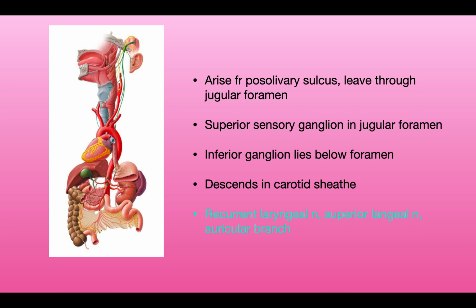That will arise through the post-olivary sulcus and leave through the jugular foramen. The superior sensory ganglion is going to lie in the jugular foramen, and the inferior is going to lie below the foramen. That descends into the carotid sheath, and then eventually becomes the recurrent laryngeal nerve, the superior laryngeal nerve, and the auricular branch.